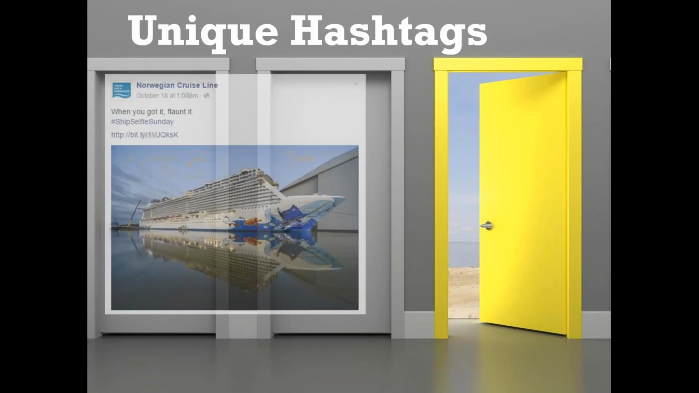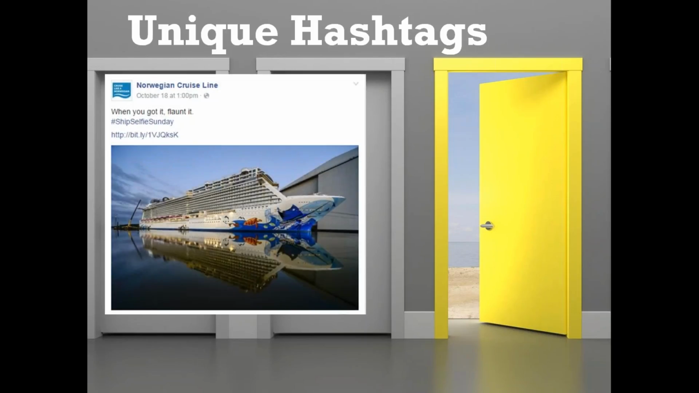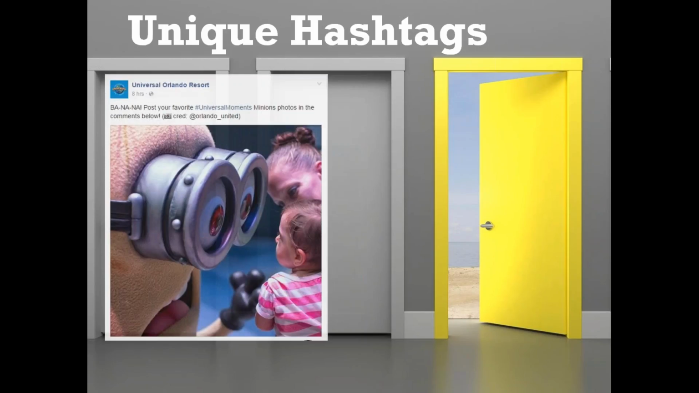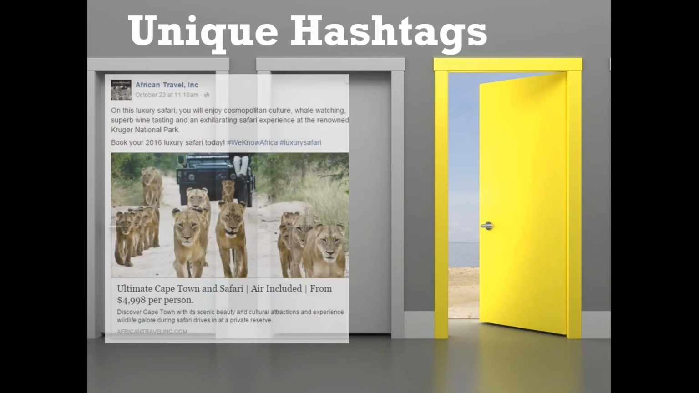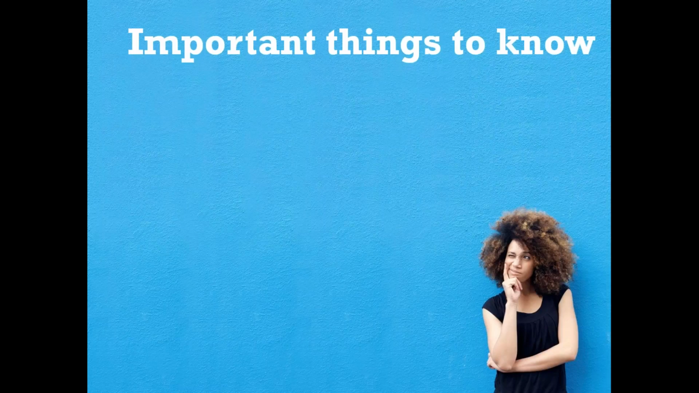So let's look at a couple examples here. So this is one that Norwegian Cruise Line has been using, which is Ship Selfie Sunday, and I thought that was a great idea. And Universal has been using this Universal Moments on a lot of their photos. And you'll see here, African Travel uses We Know Africa in a lot of theirs, and that's one that they use related to a lot of their posts.